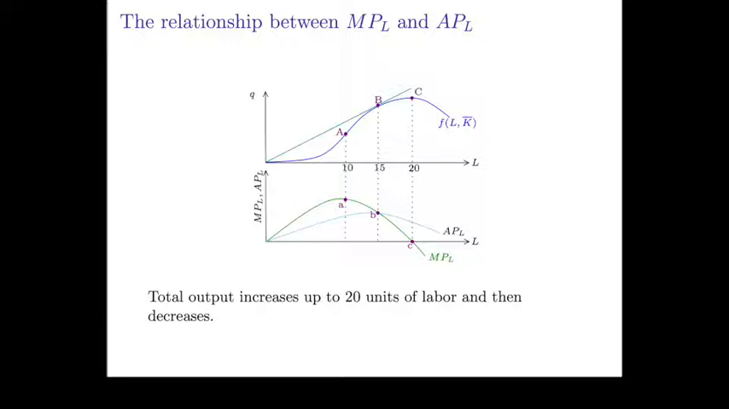On the top panel here, I've just plotted the short-run production function. So as we vary the labor, how does quantity vary? What we see in this picture is that as we increase labor, the total amount of output keeps increasing until we get to 20 units of labor, and then it actually starts to decrease.